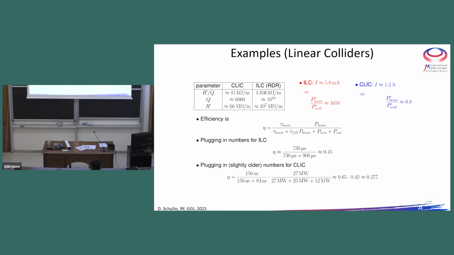So for the ILC at the time, it was a 730 microsecond beam pulse and 900 microsecond fill time, so roughly 50%. And then for CLIC, you see here the fill time was shorter than the beam pulse, but you had only 27 megawatts into the beam and roughly the same in the wall and something small leaking out at the end. So 27%.